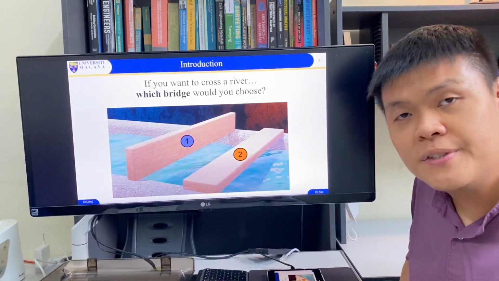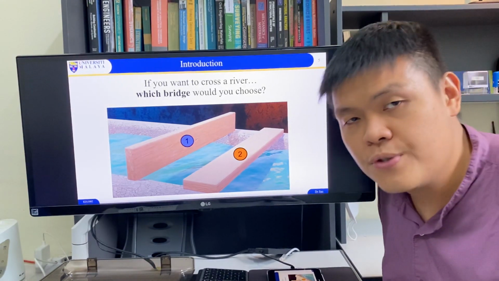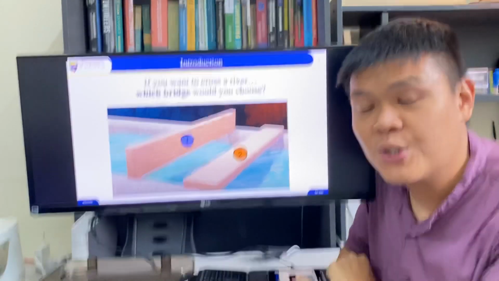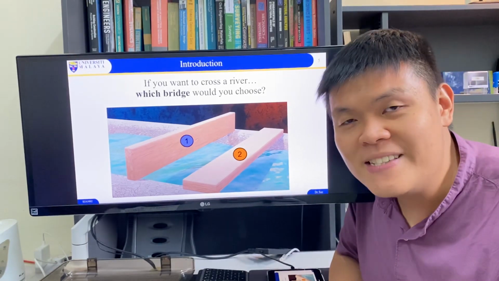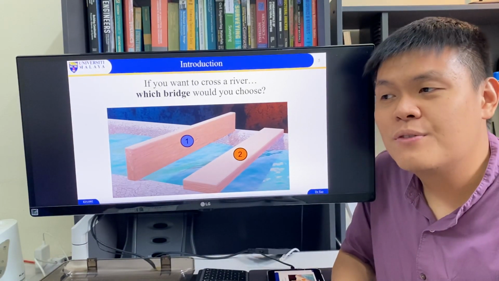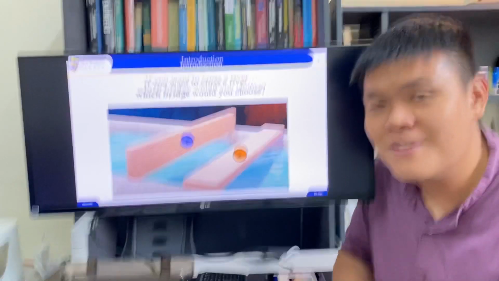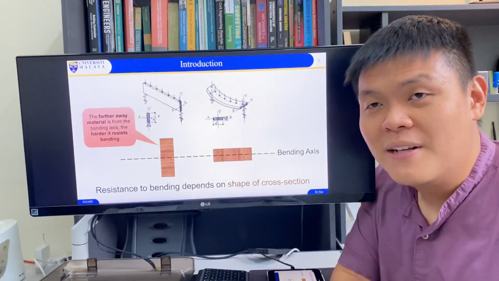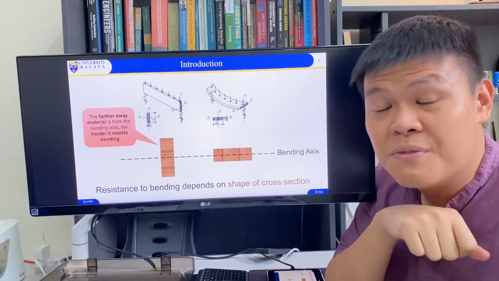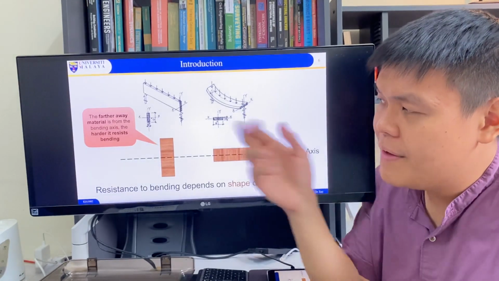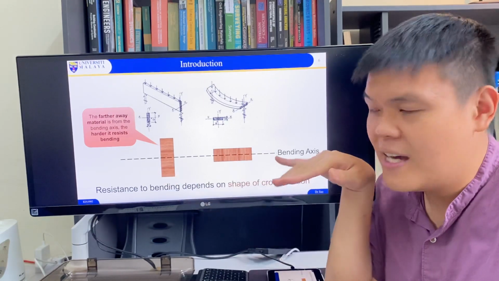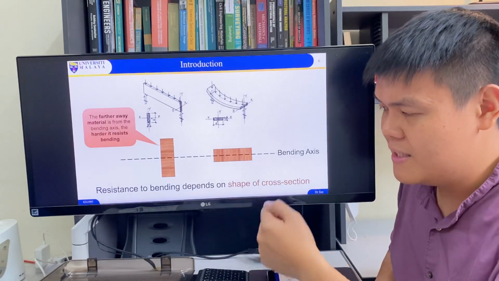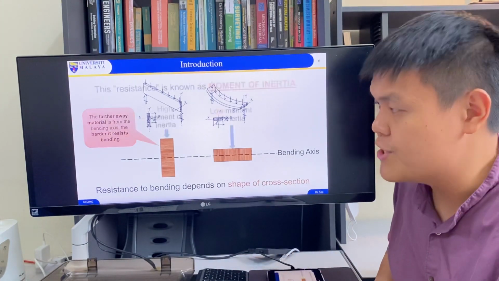So if you want to cross a river, which bridge would you choose? The engineer would choose number 1, but the practical person would choose number 2, because walking across number 2 is quite easier compared to walking across number 1. But from an engineer's point of view, number 1 is much more stable. As you can see here, number 1 barely bends when force is applied. Number 2 is quite easy to bend. So the farther away material is from this axis of bending, the harder it is to bend. So resistance to bending depends on the shape of the cross section.